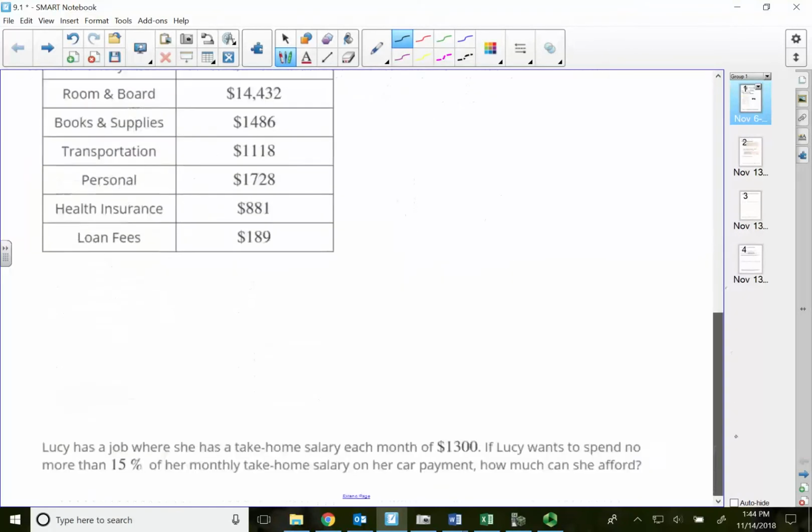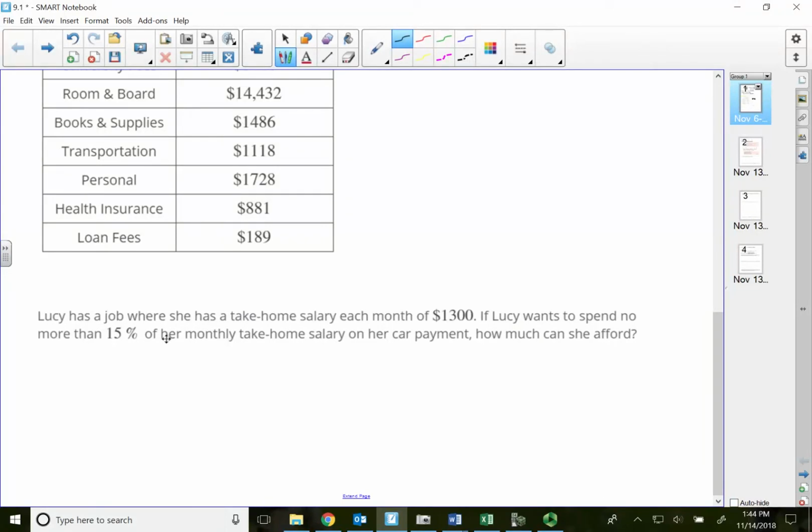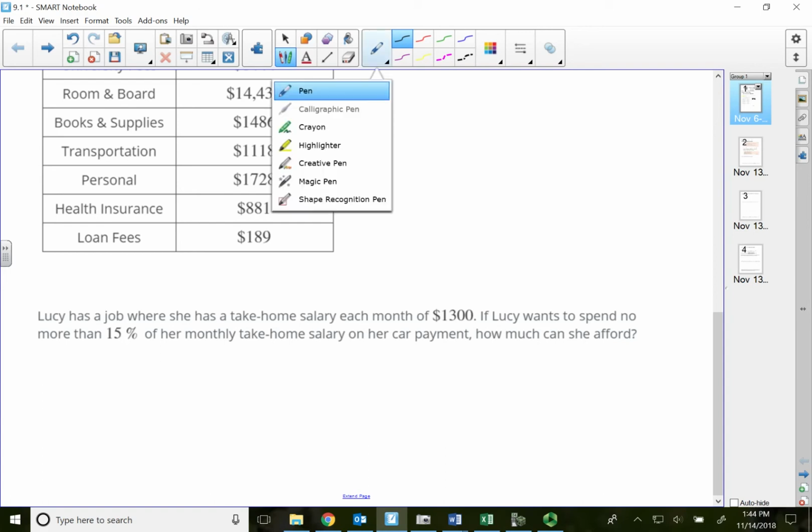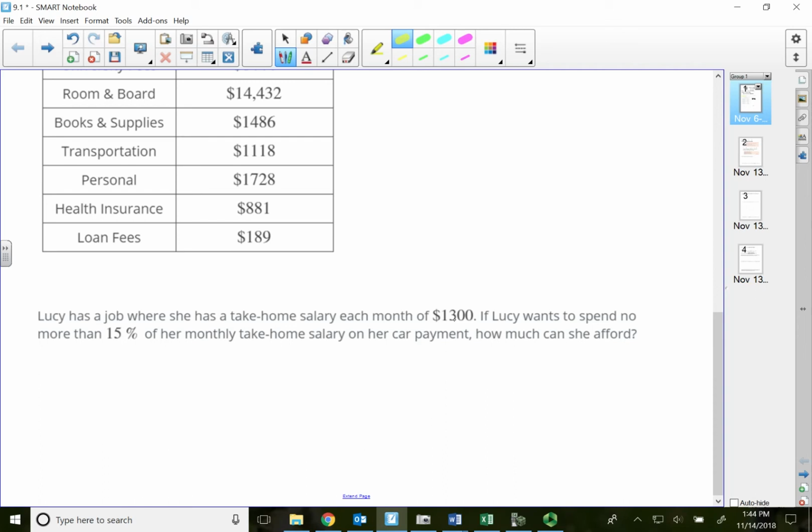All right, let's try another one. Lucy has a job where she has a take-home salary each month of $1,300. So this $1,300 represents the take-home money. Okay, so this is just another word for net income. If Lucy wants to spend no more than 15% of her monthly take-home salary on her car payments, how much can she afford? So this is a budgeting issue.